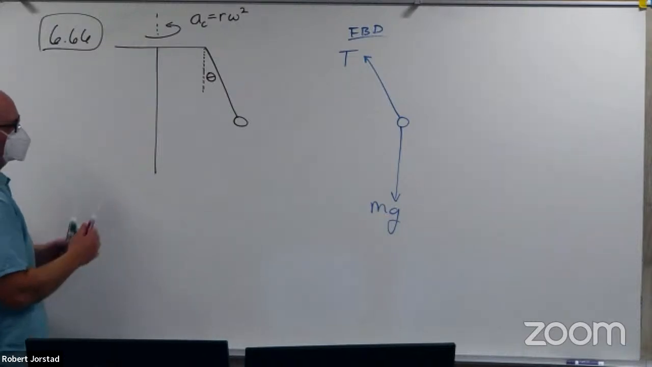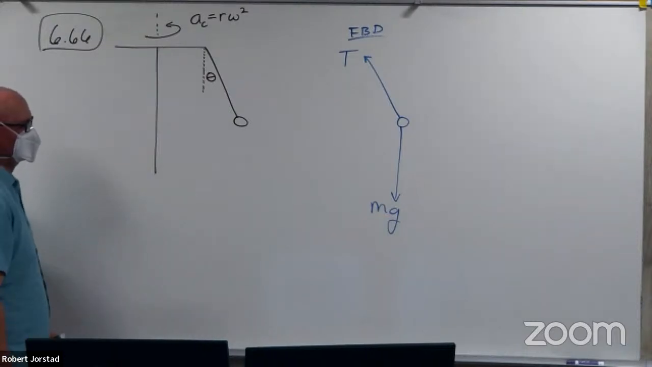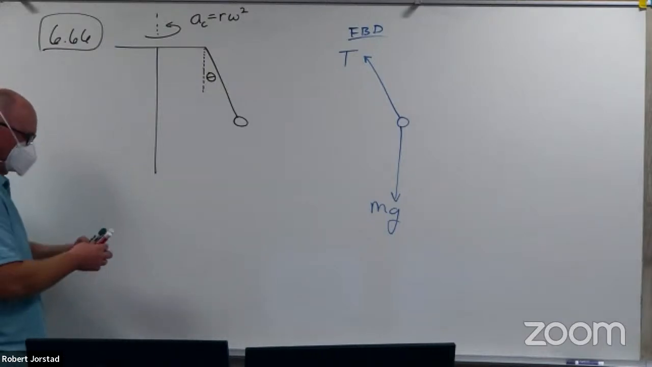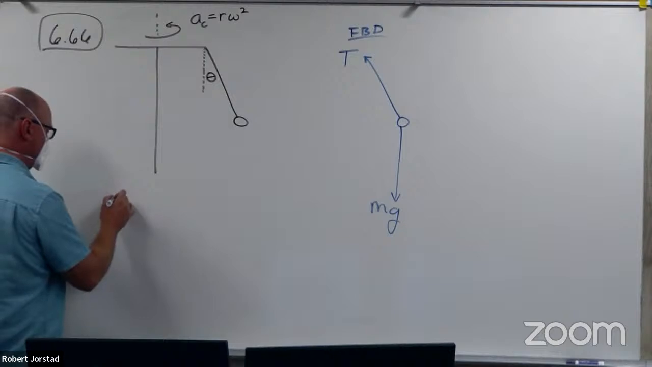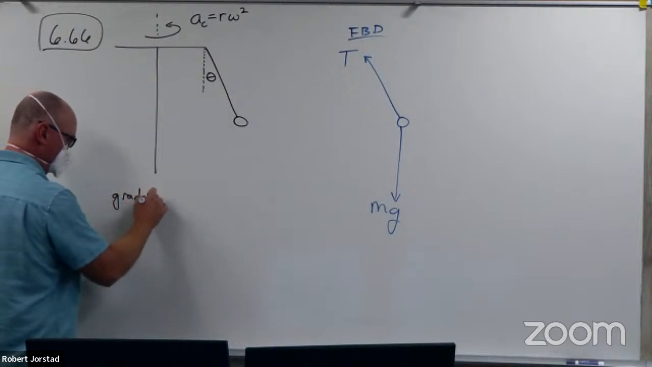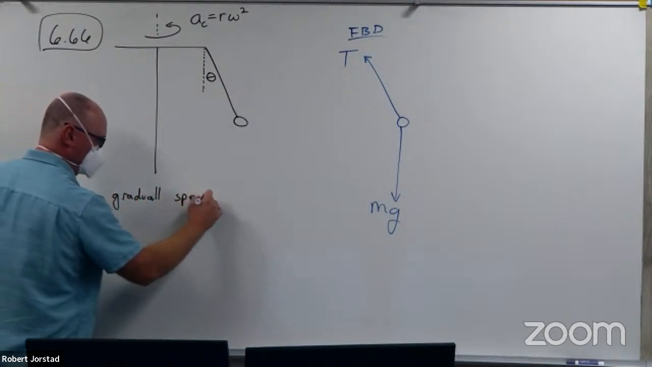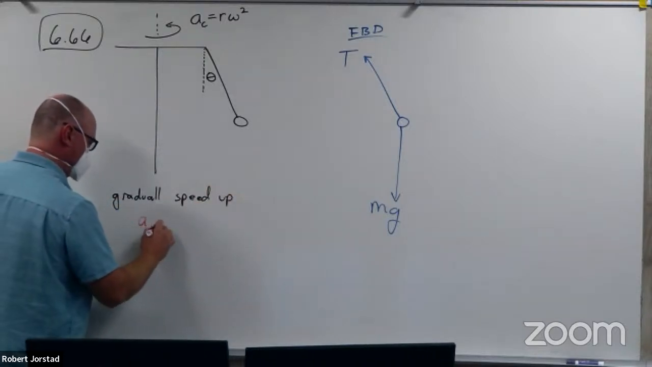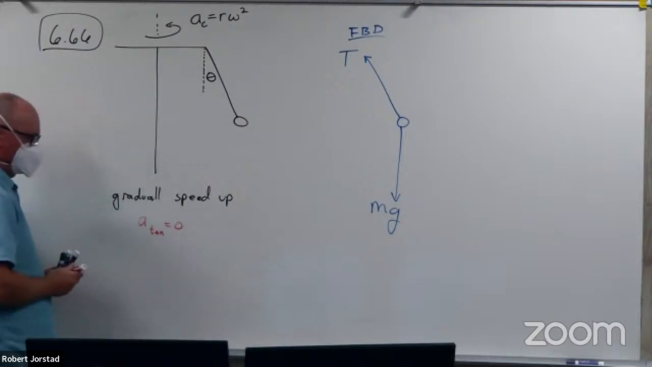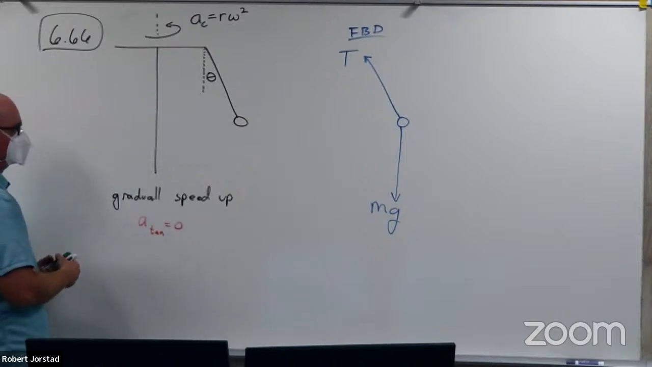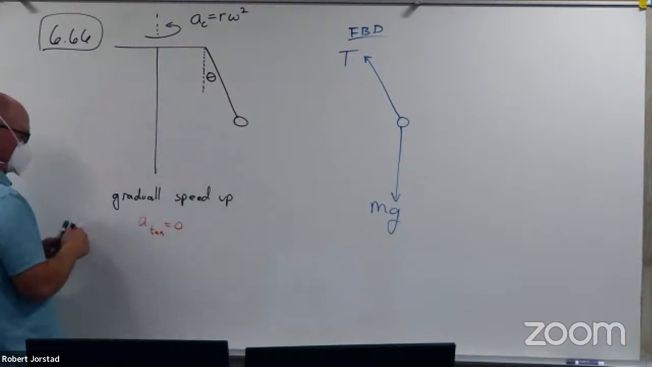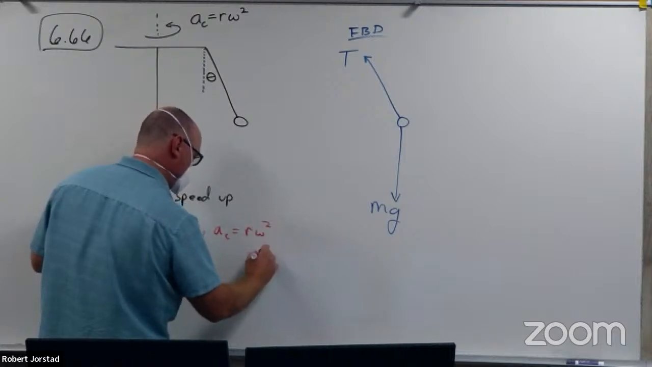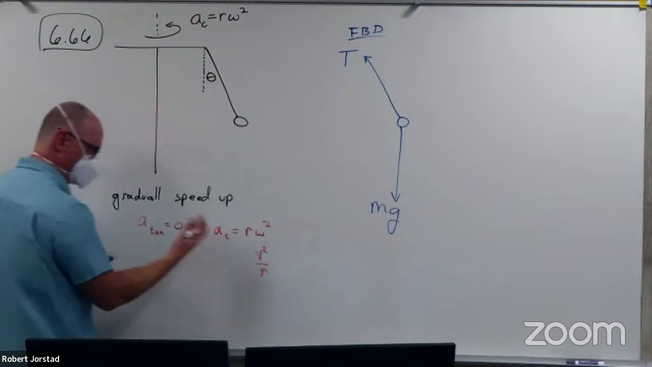Hey, what's any other forces? Is it accelerating? It's moving at constant speed, right? Remember, we said gradual speed up. If you have a gradual speed up, that told us A tan equals 0. If A tan is equal to 0, that's fine. We know that there's a centripetal acceleration. You could use V squared over R as well. Either one of those would work.